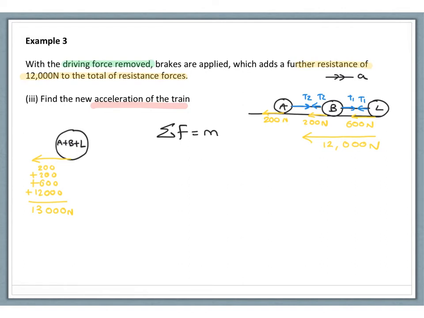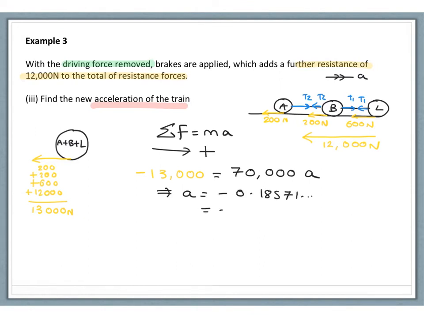Resultant force equals mass multiplied by acceleration. I'll choose going to the right as positive. So that means I have negative 13,000 equals the mass of the system, which if you add together all the masses of the individual components is 70,000 kilograms, multiplied by the acceleration. This then gives me an acceleration of minus 0.18571, etc., minus 0.186 meters per second squared to 3 significant figures.